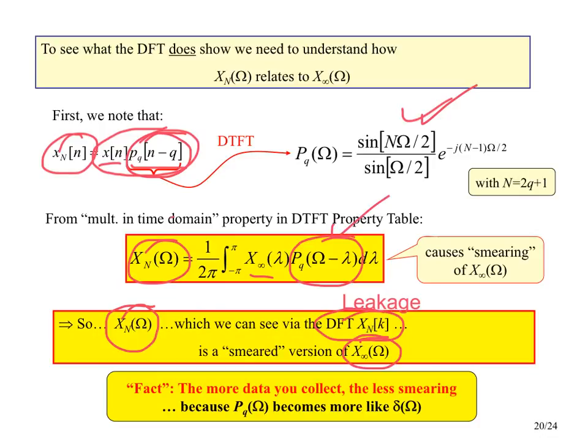So the more we can make this thing look like a delta function, the less smearing we will have. The broader this DTFT looks, the more smearing we will have. And the longer we collect, the more this thing will look like a delta function. And so we get this big idea down here: collecting more data is good. No kidding, right? I'm trying to see something that has an infinite amount of data. If I collect a small amount, it's going to probably look horrible. The more I collect, the better it should look like the real thing. So no big surprise there.